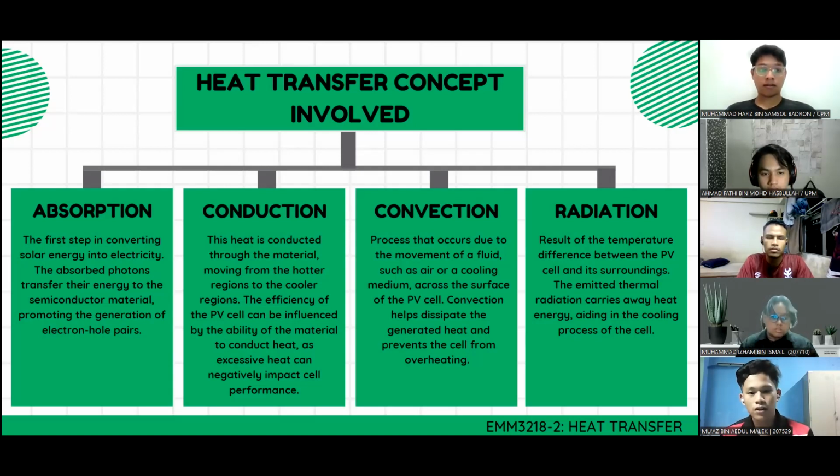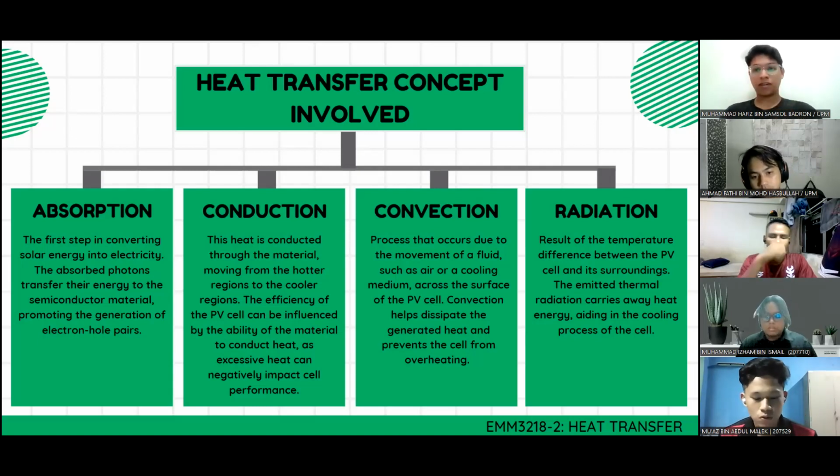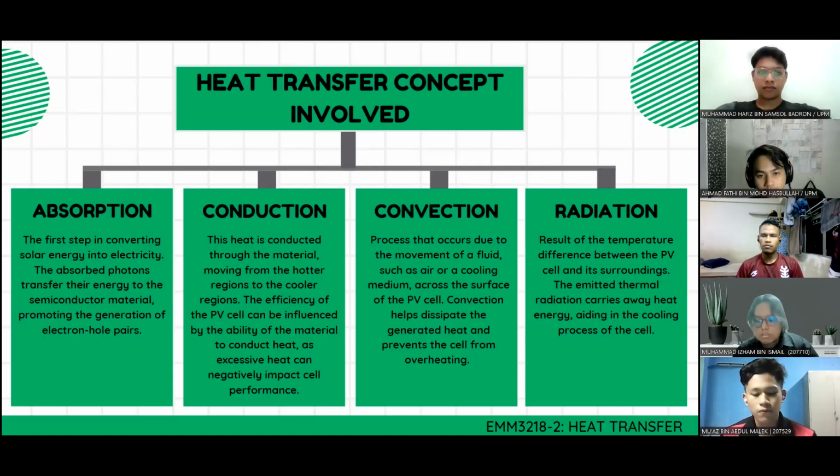The next concept we will use is convection. Convection is the heat transfer process which occurs due to the movement of a fluid, such as air or a cooling medium. In convection, it helps to dissipate the generated heat and prevent the cell from overheating. With proper design of the solar cell, implementing a cooling mechanism such as a heat sink or cooling fans can enhance the convection heat transfer and improve the overall efficiency of the PV cell.